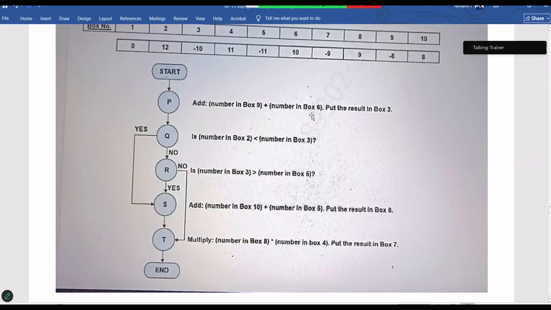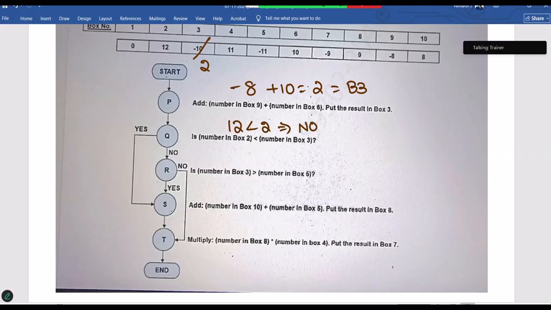So first we start with box 9. Box 9 is having -8. Box 6 is having 10. The result is 2. It should be updated in box 3. This negative becomes positive now. Next, number in box 2, 12. Is it less than 2? No. Number in box 3 is 2, right? No. No means you have to go for the next step.